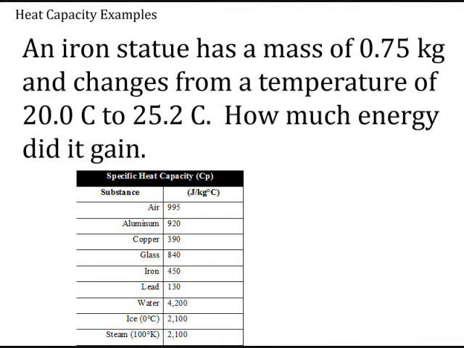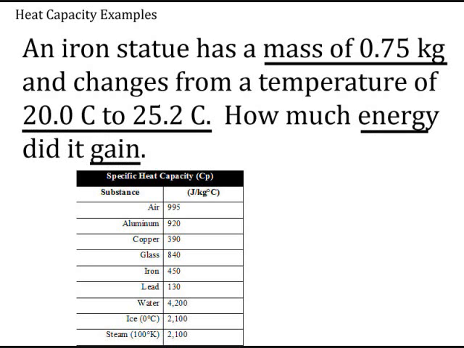Let's try a heat capacity problem. An iron statue has a mass of 0.75 of a kilogram and changes from a temperature of 20 degrees Celsius to 25.2 degrees Celsius. How much energy did it gain? Please note that the table is included with this problem and lists various substances and their specific heat capacity in joules per kilogram Celsius. The first step for solving problems is to go through and underline the important information in the problem. We have the mass number and the temperature change in the problem. Also, the problem stated energy gain, so we know that we will have a positive answer.